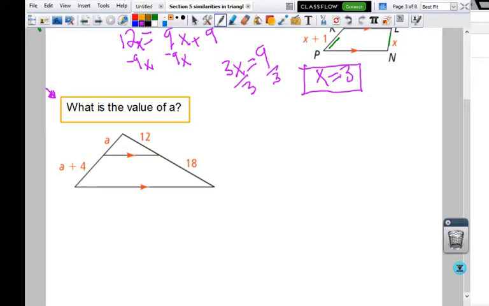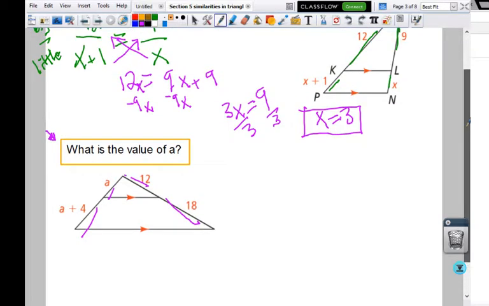All right, so start us off, Lark. How are we going to set this up? 12 over A equals 8. Oh, I see what happened. You forgot to stay on the same side. You did 12 over A. 12 is on the right, A is on the left. It would have to be 12 over 18 equal to A over A plus 4. But that's not how the other one was set up. Yeah, it's supposed to be A.